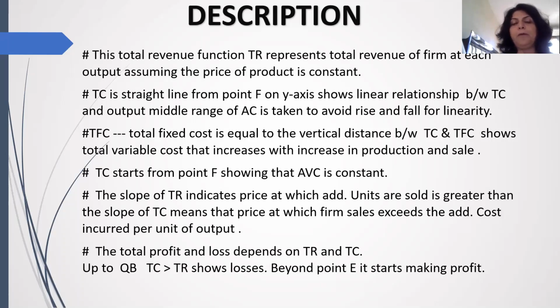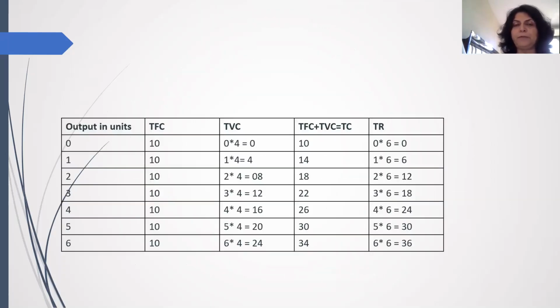Then the total profit and loss depend upon TR and TC. If TR is greater than TC, we have a situation of profits. If TC is greater than TR, then we have a situation of losses. Up to QB in our graph, you will see further, QB is the output where break-even happens. So TC is greater than TR up to this point, which shows losses, but beyond point E or output QB, it starts making profits.